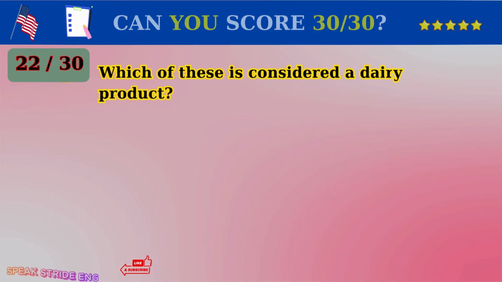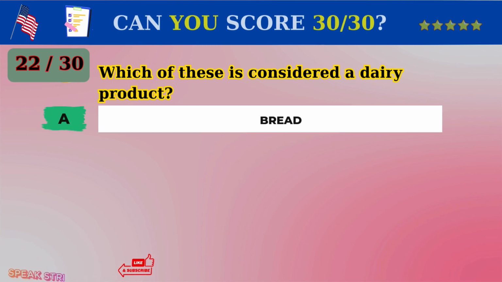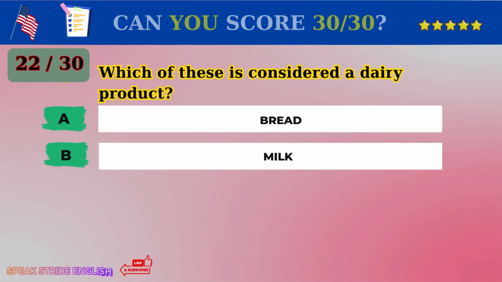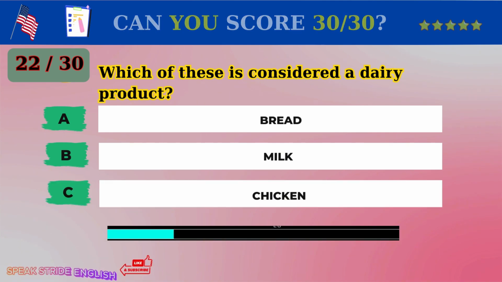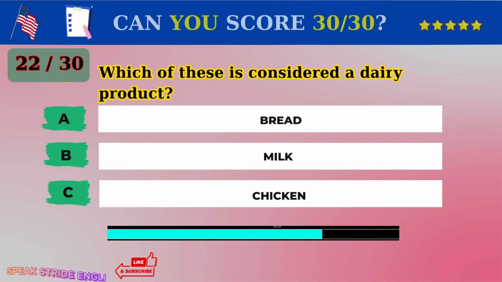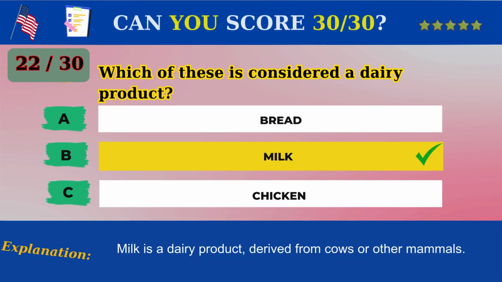Which of these is considered a dairy product? A. Bread. B. Milk. C. Chicken. Answer: milk.